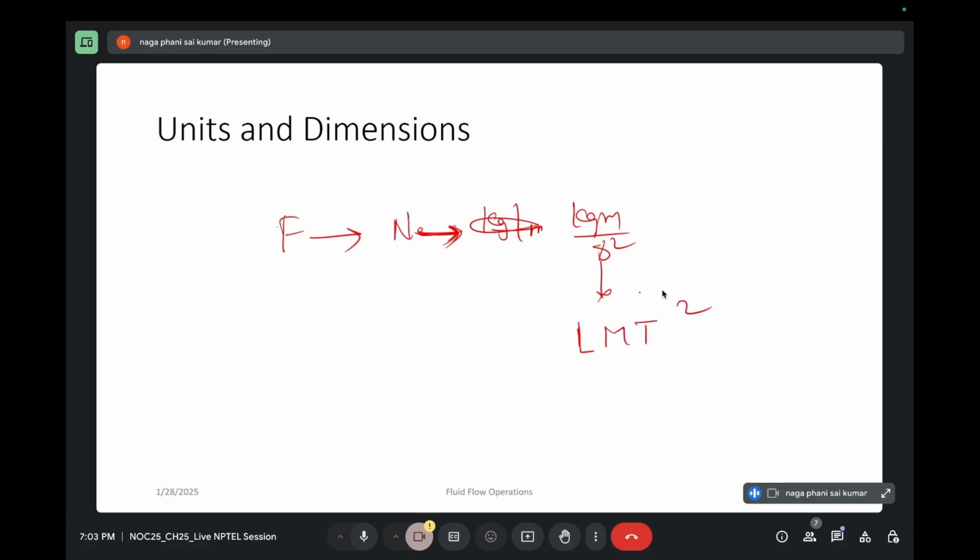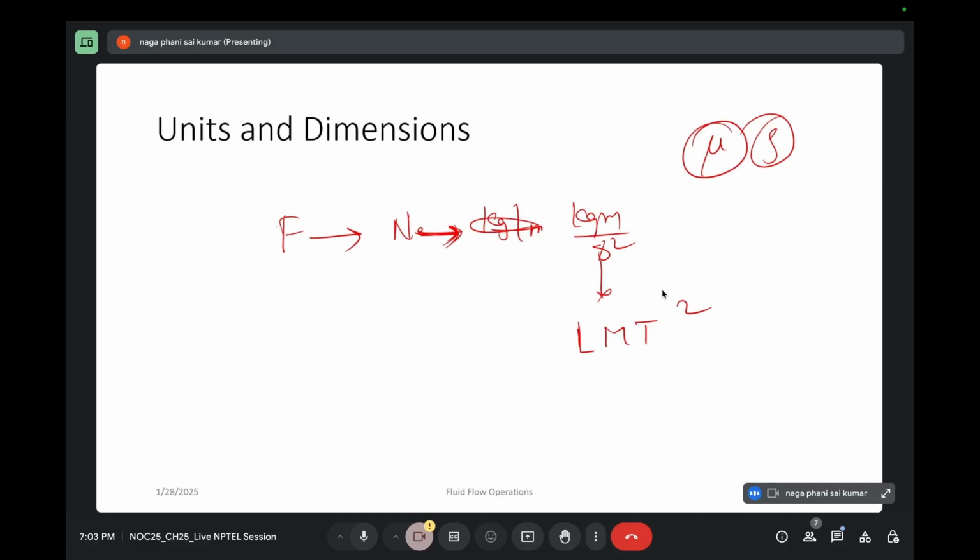M L T to the power minus 2. Okay. So similarly, we'll be coming across different constants and also different parameters in fluid flow operations. Okay. For example, viscosity. Okay. You'll also be coming across density. Okay. There are other parameters.